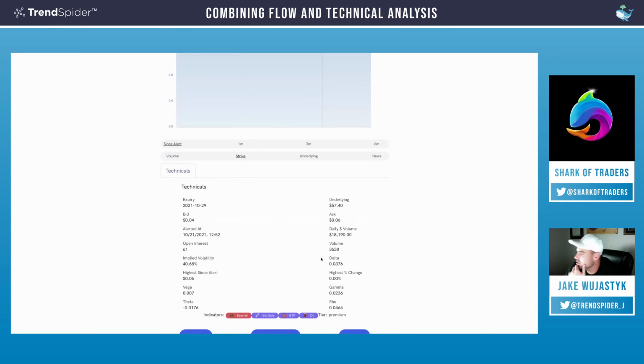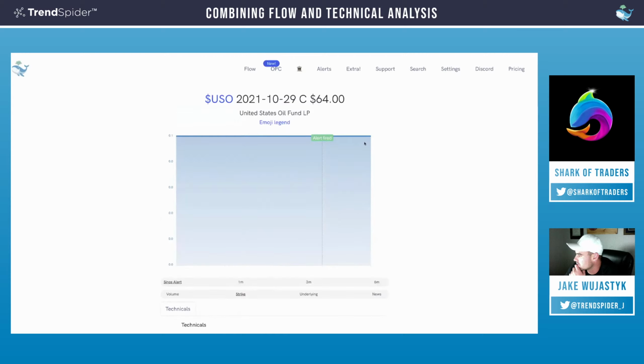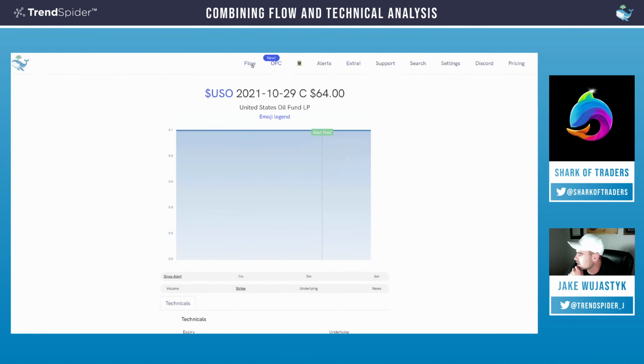Is there a ratio on Unusual Whales to look at the delta theta ratio? That would be very interesting. Or do you have to do it manually, just looking at the delta versus theta?